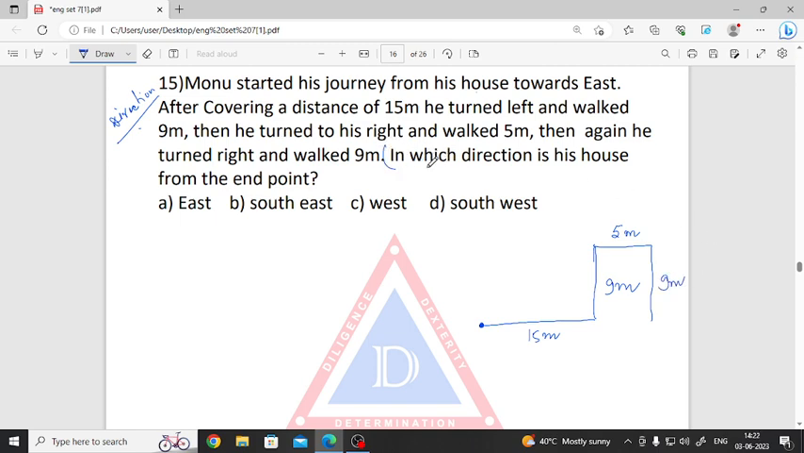In which direction is his house? The question is complete. This is the starting point, the house, and this is the end point. In which direction is his house from the end point? His house is towards the west, option number C. Let's move on to the next one.